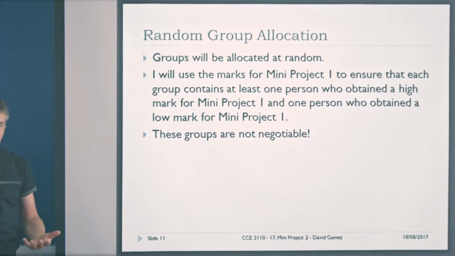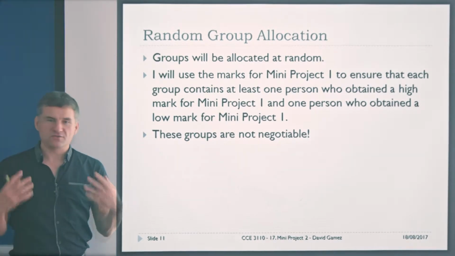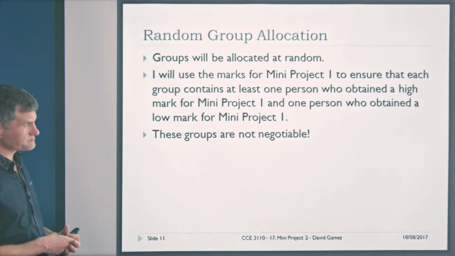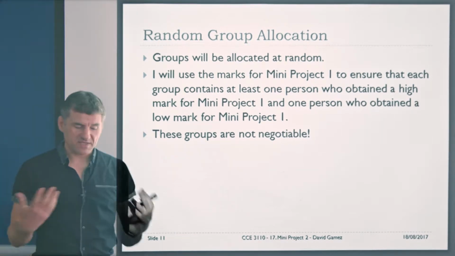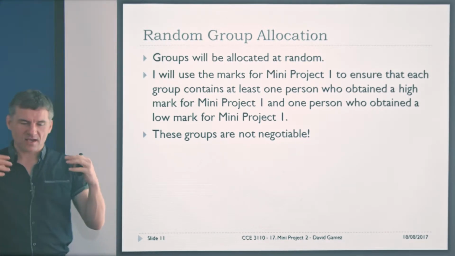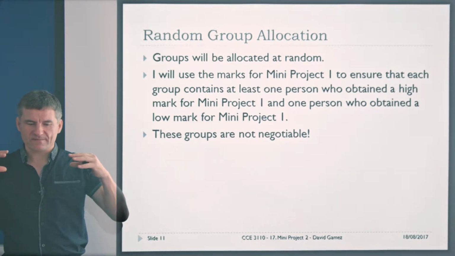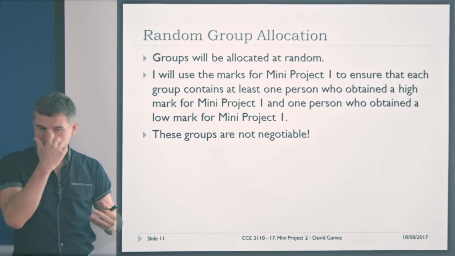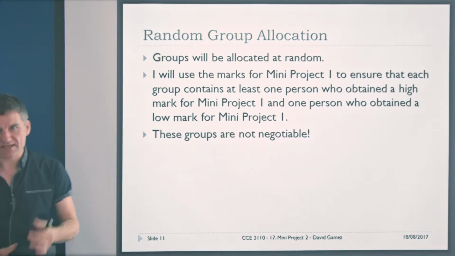Now, this is a group project in which the groups will be allocated at random. What I'm going to do is take your marks from mini project 1, and use those marks to allocate you into groups. So they'll be random, but they'll be mixed ability groups.